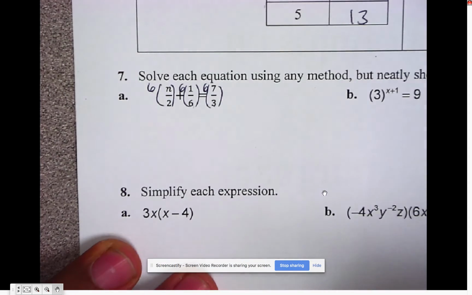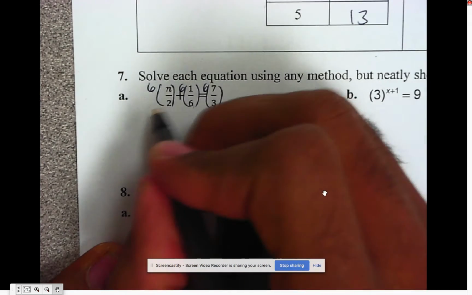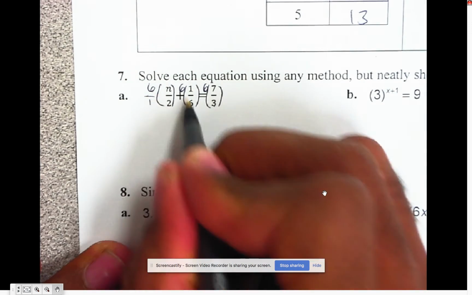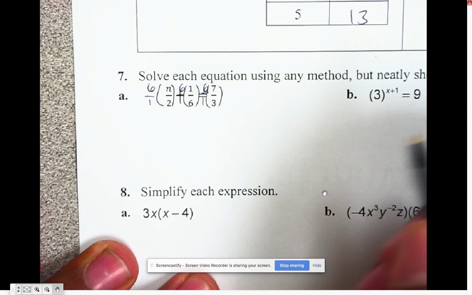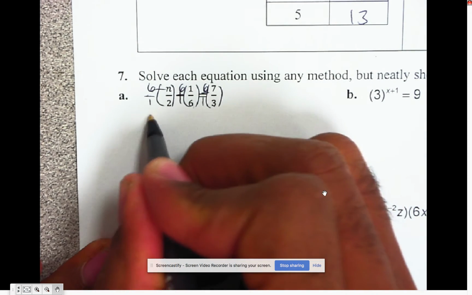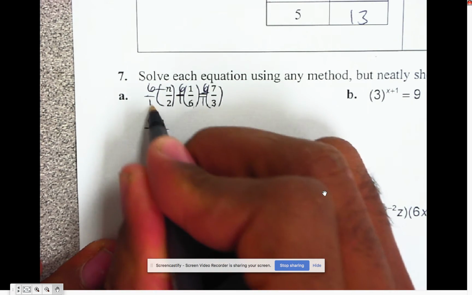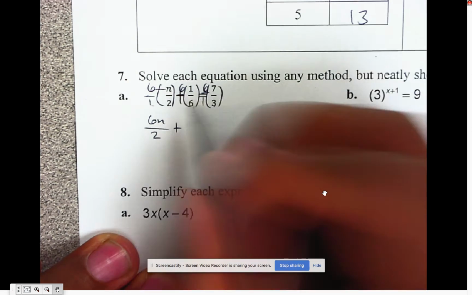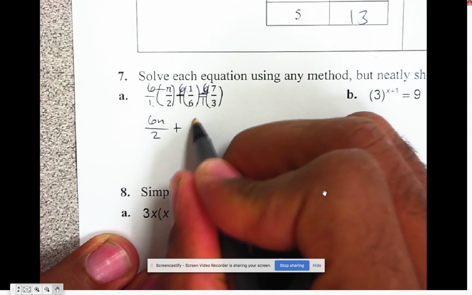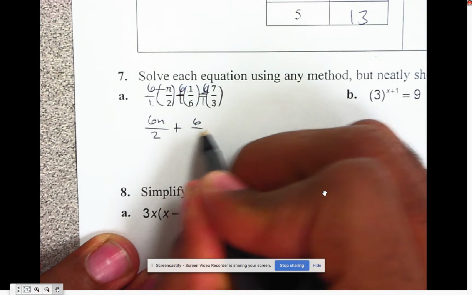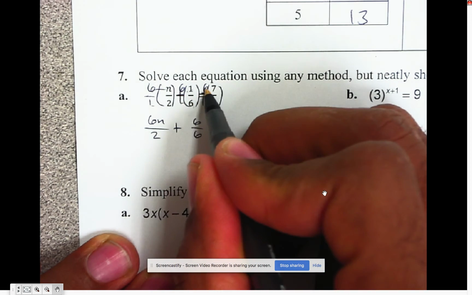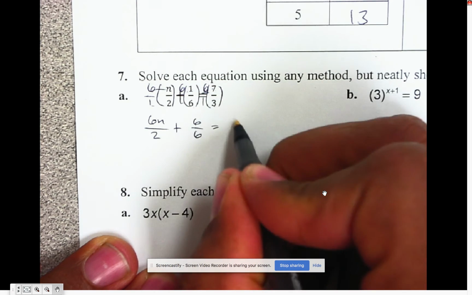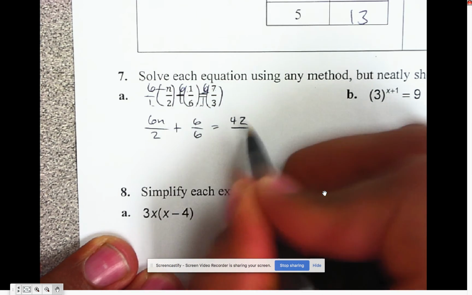So now what happens is I'm going to put all the 6's over 1, and multiply. So 6 times n, that's 6n over 1, times 2 is 2. Okay, plus 6 times 1, 6. And 1 times 6, also 6. And here, multiply the top. So 6 times 7, 42. And then 1 times 3, 3.